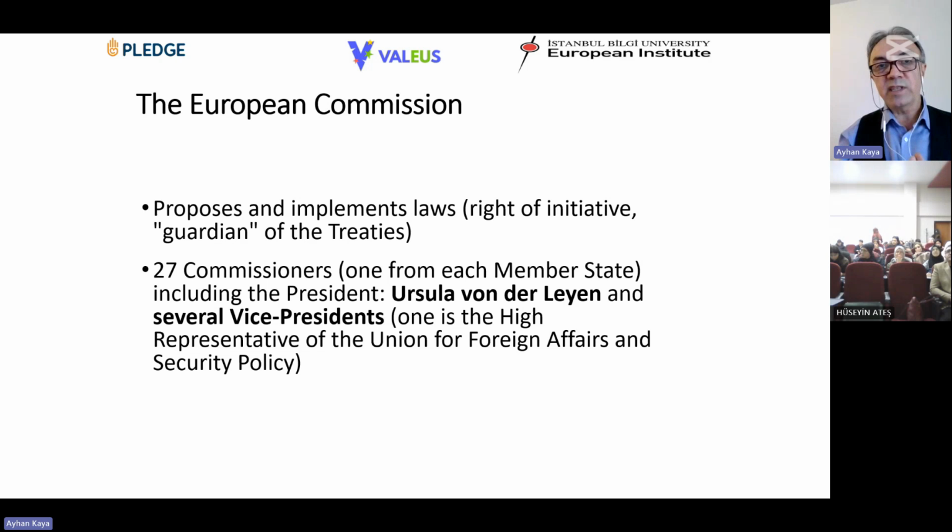So there are 27 commissioners at the moment, one from each member state, including the President Ursula von der Leyen from Germany, and she also has many vice presidents. And one of these vice presidents is the High Representative of the Union for Foreign Affairs and Security Policy. This is like the Foreign Affairs Minister of the European Union.